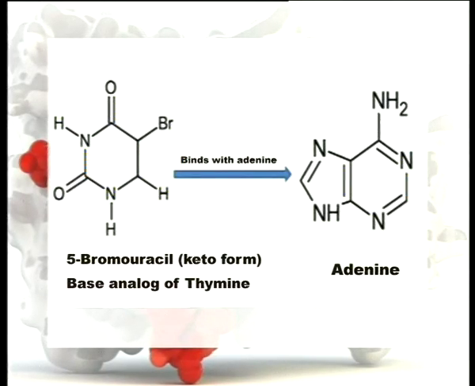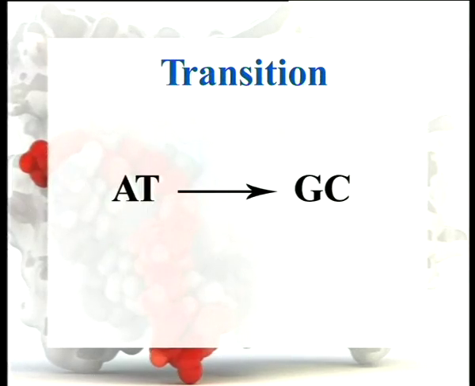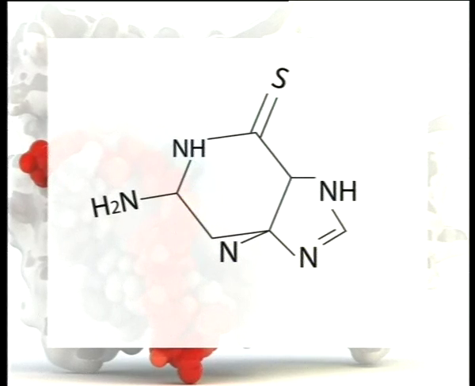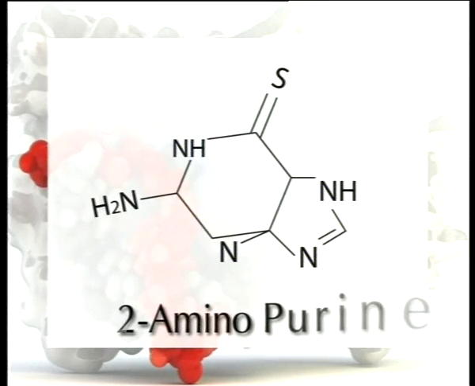If, on the other hand, 5-bromouracil is incorporated in its more frequent keto form opposite to adenine in place of thymine and undergoes a tautomeric shift to its enol form during a subsequent replication, it will cause an adenine-thymine to guanine-cytosine transition. Thus, 5-bromouracil induces transition in both directions, guanine-cytosine to adenine-thymine and adenine-thymine to guanine-cytosine. The purine base analog 2-aminopurine is believed to induce mutation in a similar manner.